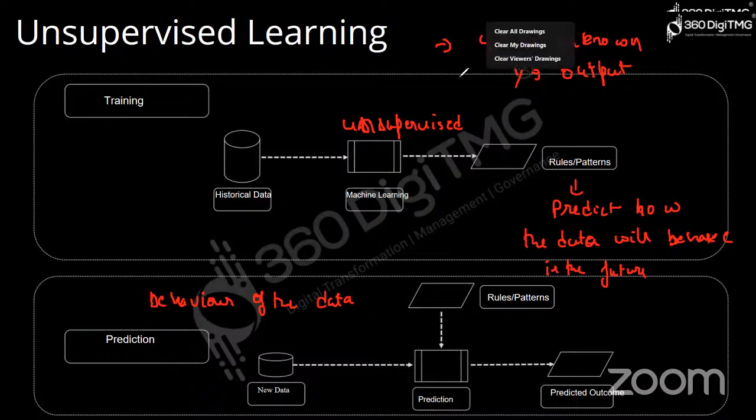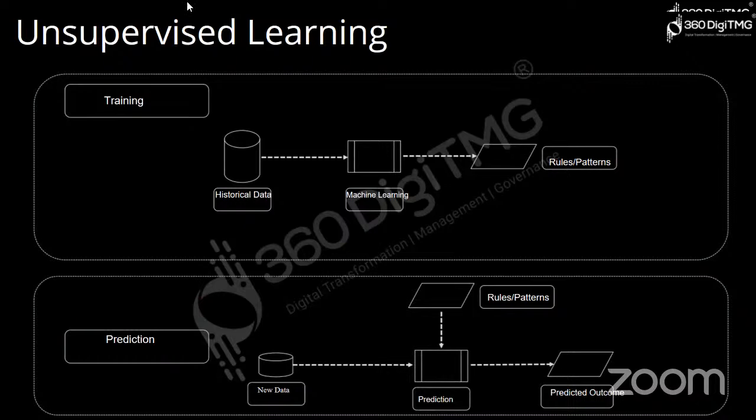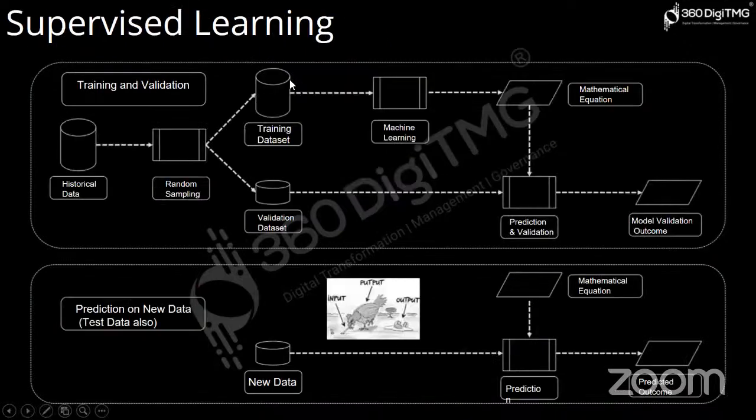Then moving forward, we have supervised learning. Now, this is known as supervised learning because we are supervising every step. Supervised learning involves a lot more hands-on work from the data scientist than it would in unsupervised learning.